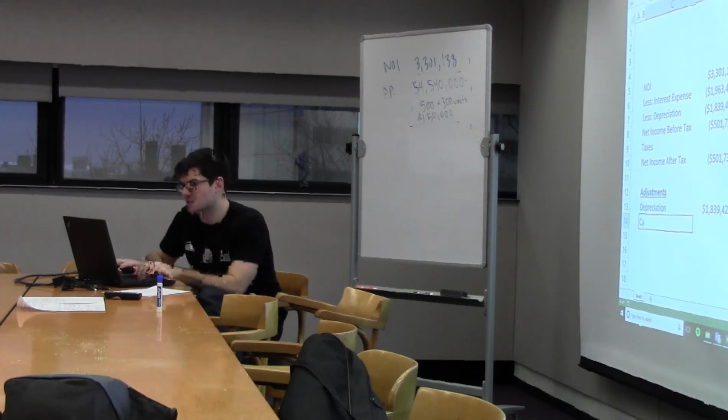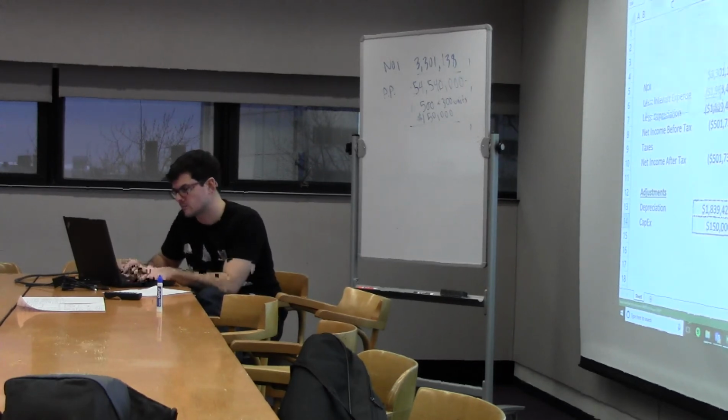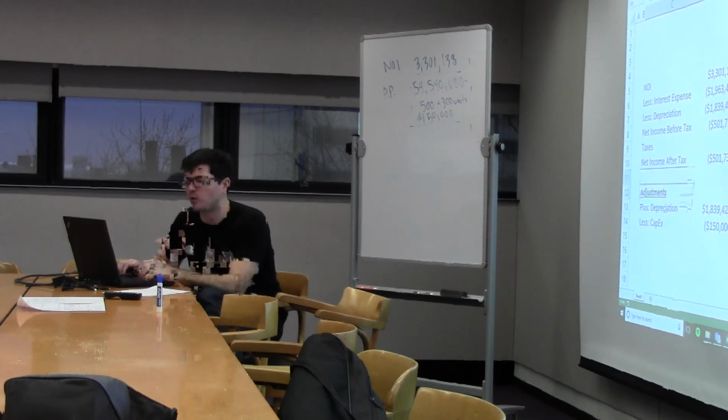However, CapEx is a cash expense. That comes out of our pockets when we pay for any substantial improvements to the property. And we said earlier that CapEx was 300 units times $500 per unit. This is going to be a negative adjustment. So we're adding back depreciation, and we're subtracting CapEx. This is a cash item that is not accounted for in NOI.